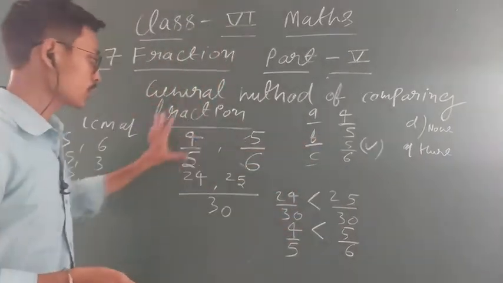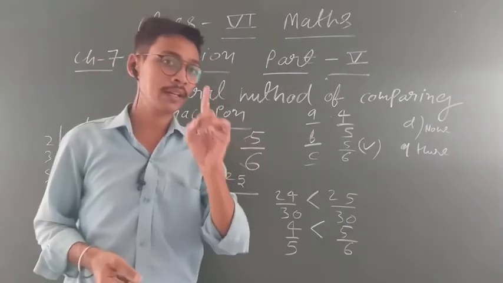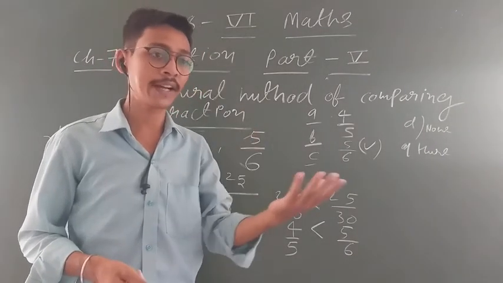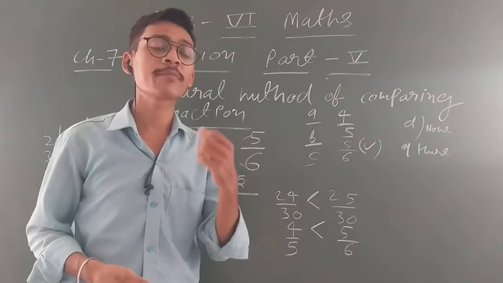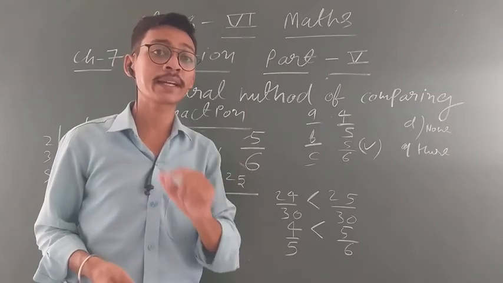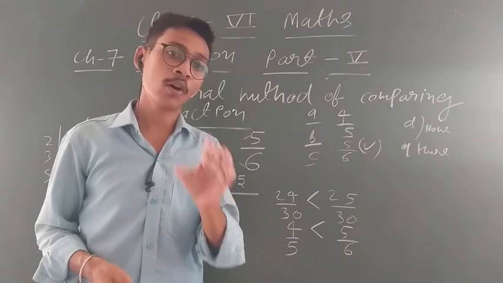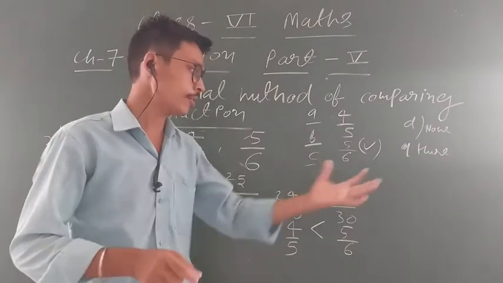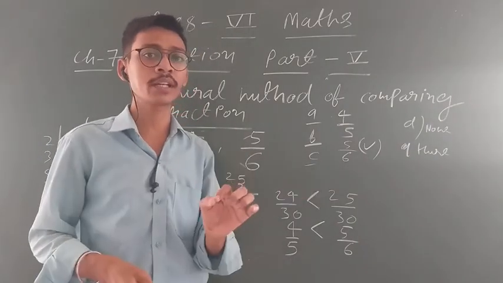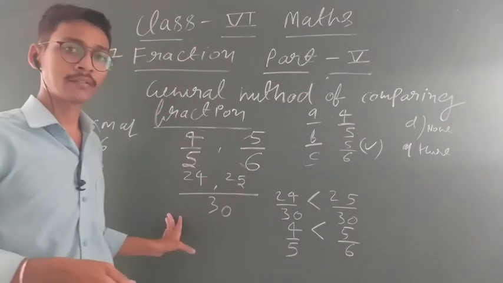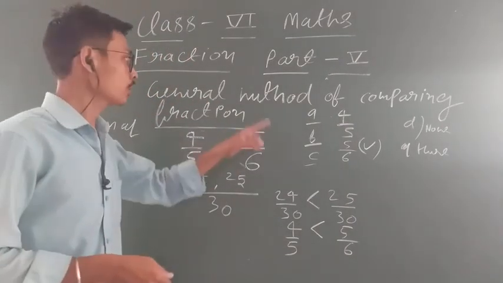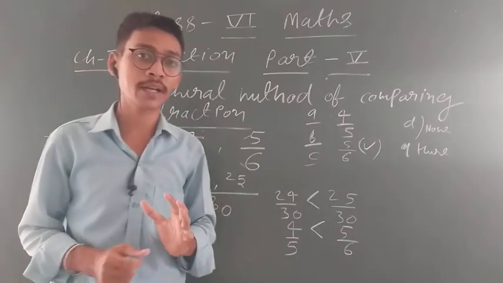Okay, student. If like fractions are given, you can find out directly. If unlike fractions are given with the same numerator, you can find out directly. But if everything is different, always find the LCM. Every time try to solve by this method, because this is a very genuine method. You will not go wrong with this method. So today we discussed how to compare fractions.